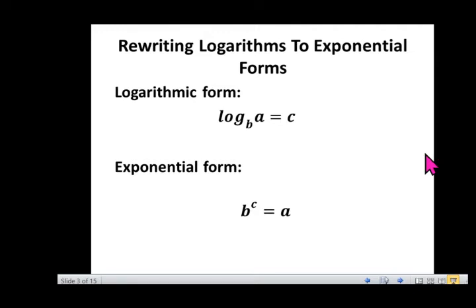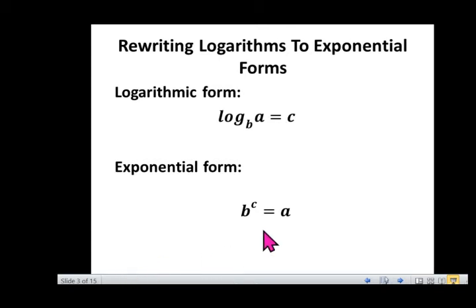exponential form. Please take note that in our logarithm, our base, represented by the variable b, is also the base for our exponential form. While the c in our logarithmic form, which is the answer for the logarithm, is actually the exponent of our exponential form. And the variable a in the logarithmic form is the number whose logarithm we are taking.